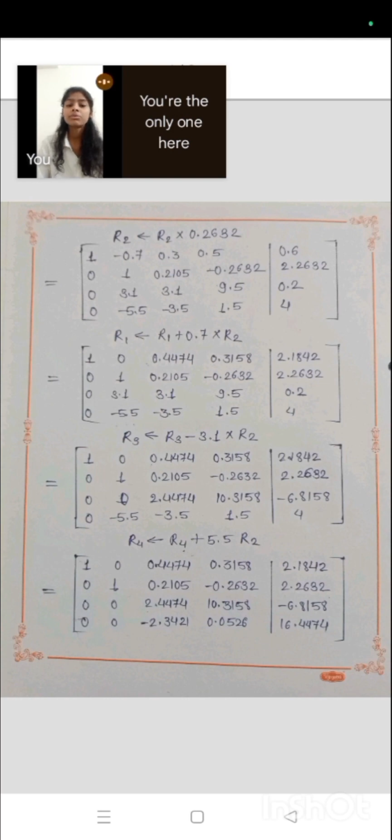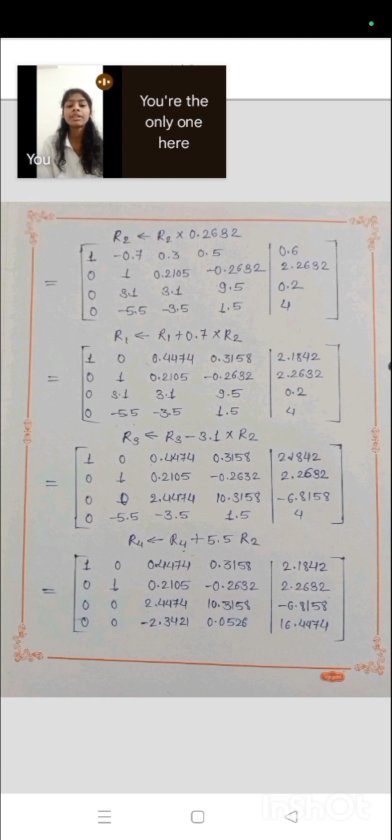So R2 value is 0. So the value will be 0. Okay, so here we write a 0, and again we put the column 2. R3 value is 3.1 minus 3.1 into R1 value is 1. So 3.1 minus 3.1, the value will be 0. So here we put in column 2 row 3 value is 0, and again we put the operation in R3.